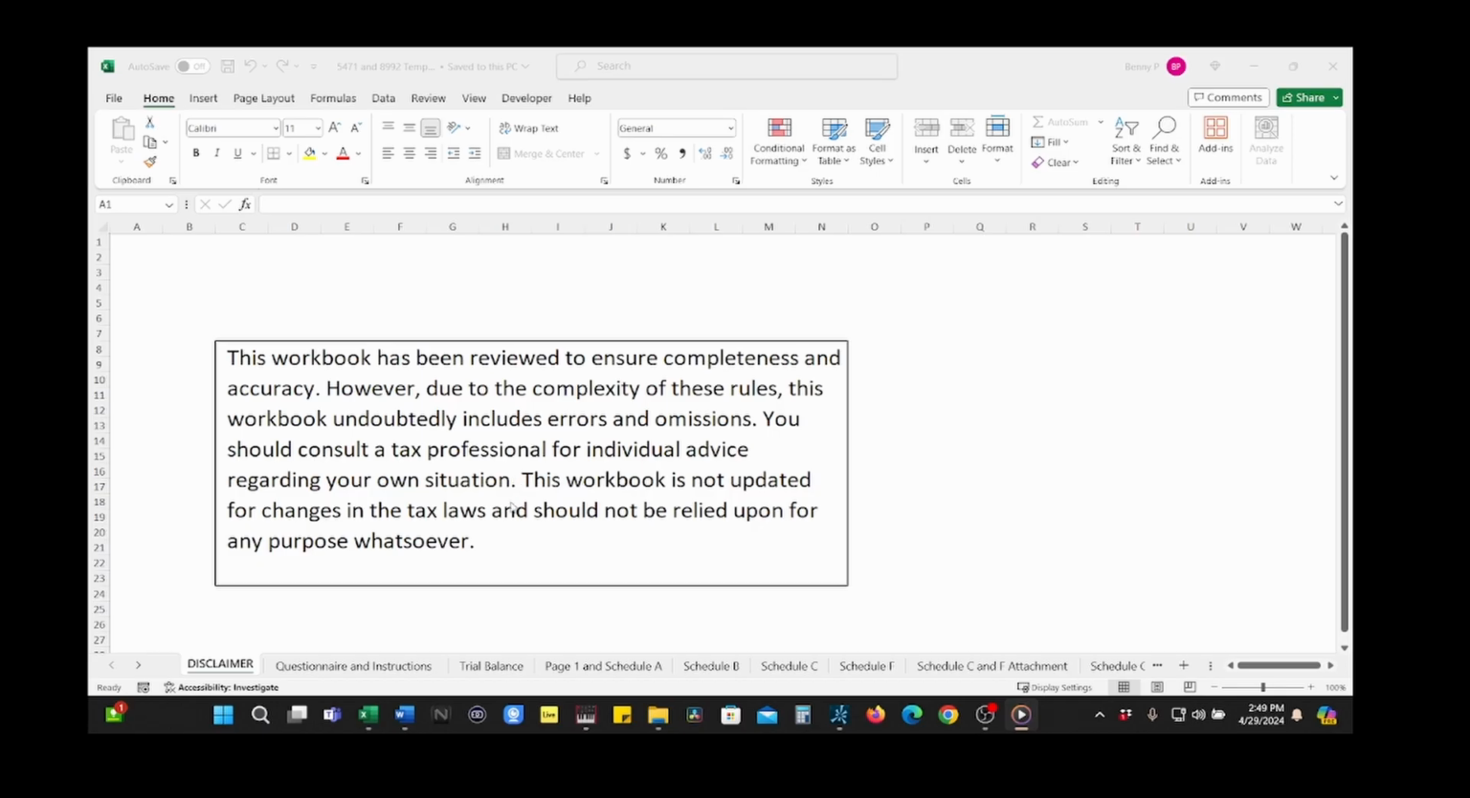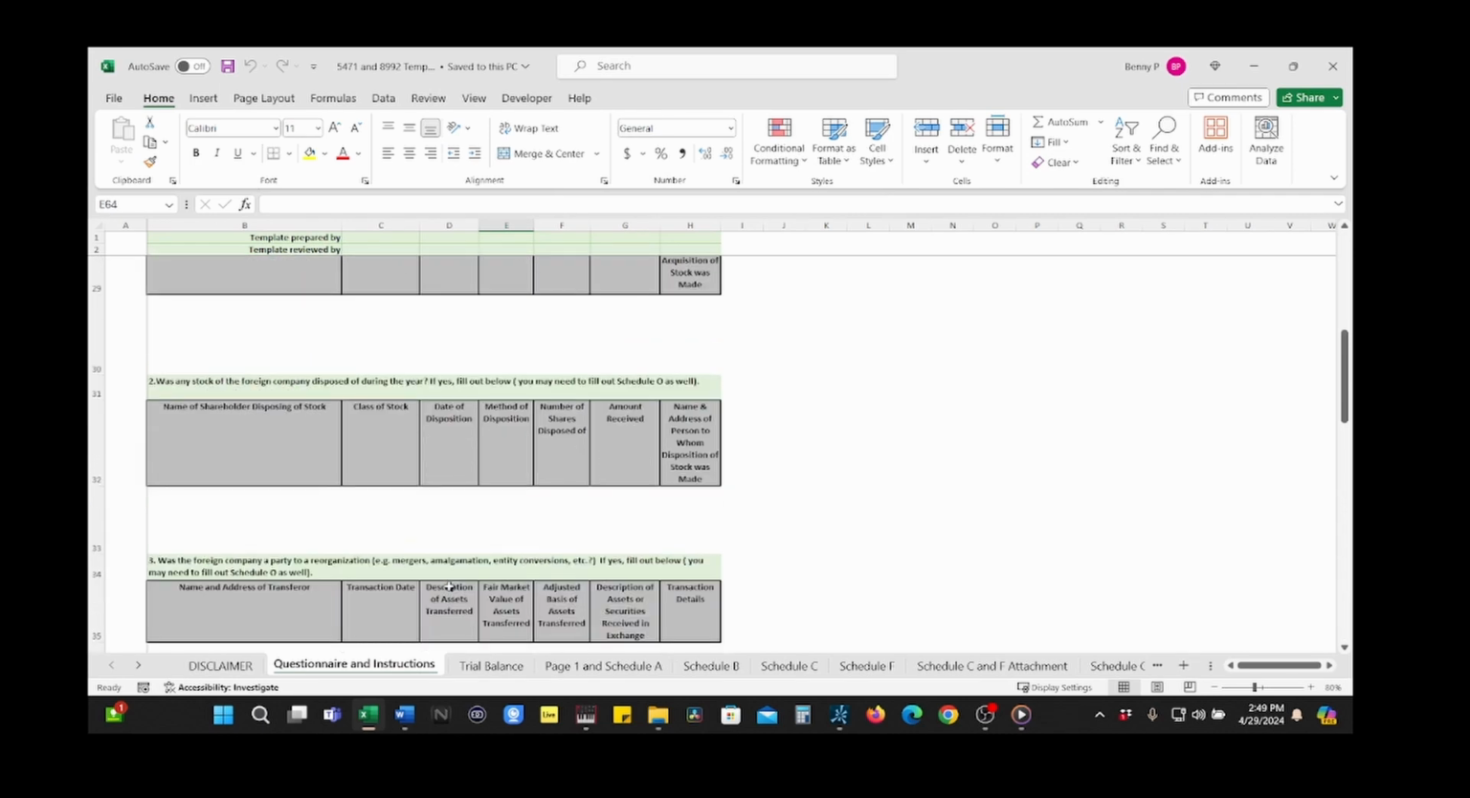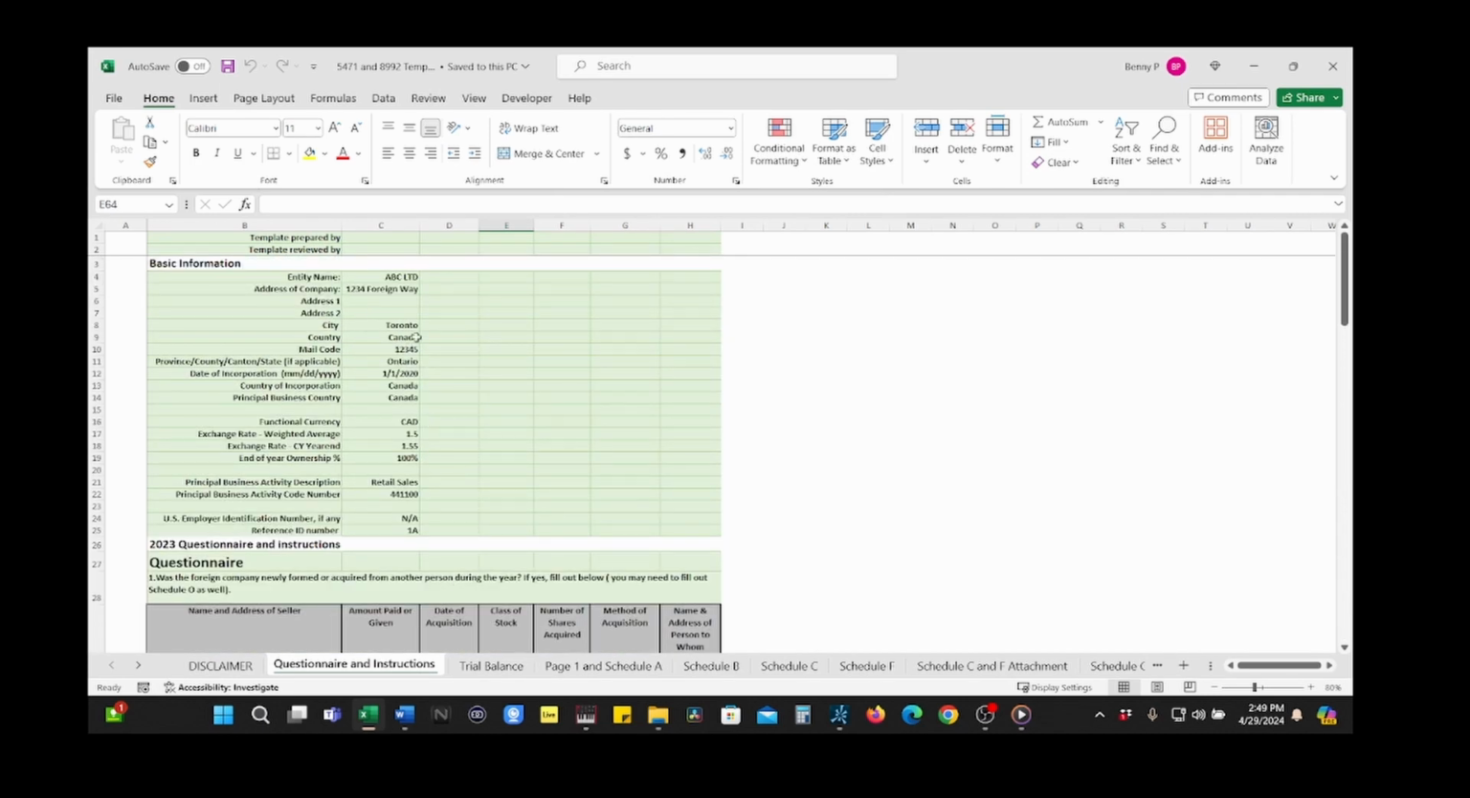Now let's start at the Questionnaires and Instructions tab, where you can enter the basic information of your controlled foreign corporation, which includes the name, the address, the date of incorporation, the country of incorporation, the functional currency, weighted average and year-end rates, and any U.S. EINs or reference numbers. Next, there is a questionnaire to identify any reportable transactions during the year.